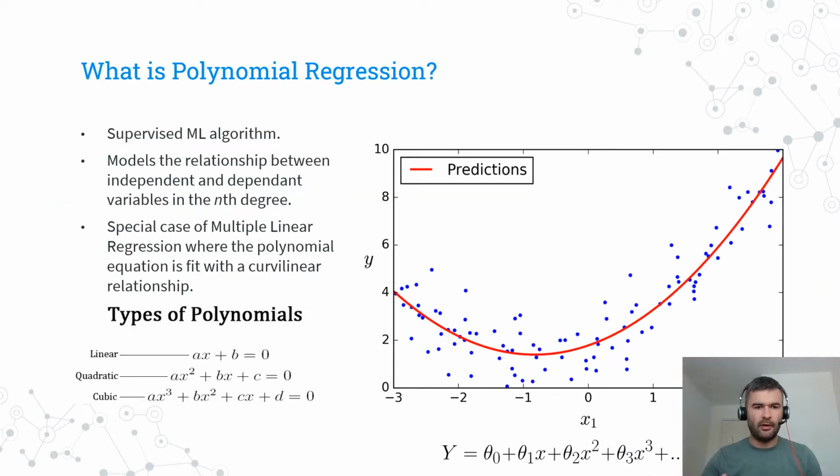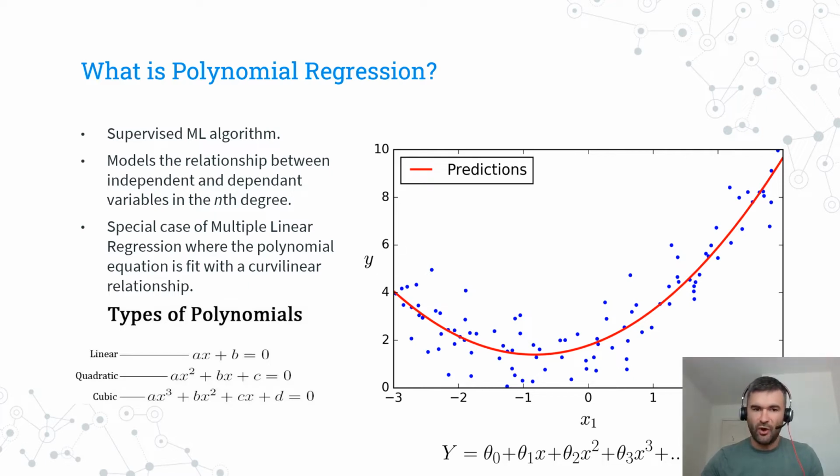So what is polynomial regression? Like linear and multilinear regression, it's a supervised machine learning algorithm, and it models the relationship between a dependent variable, usually denoted as y, and an independent variable, usually denoted as x. It builds this relationship as an nth degree polynomial. There are three common types of polynomial used in machine learning: linear, quadratic, and cubic.